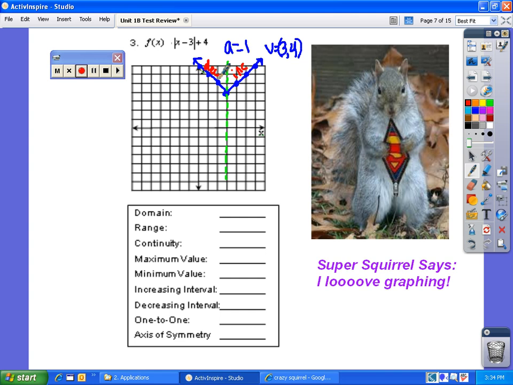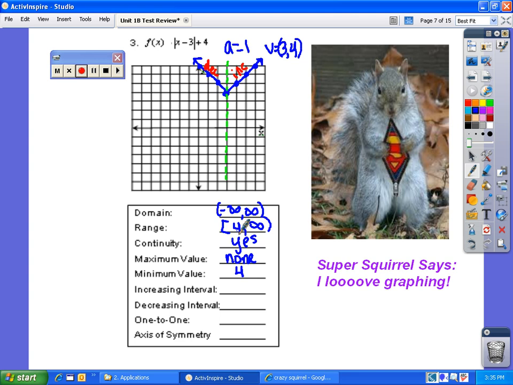Alright, our domain is going to be the same thing, from negative infinity to positive infinity. Our range is as low as 4 and goes to infinity. It is continuous because I never have to pick up my pen to go around the graph. There is no maximum value because remember, infinity is something you cannot measure. 4 is the smallest value.